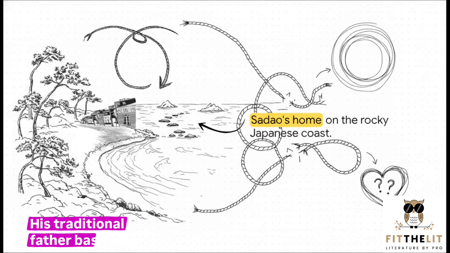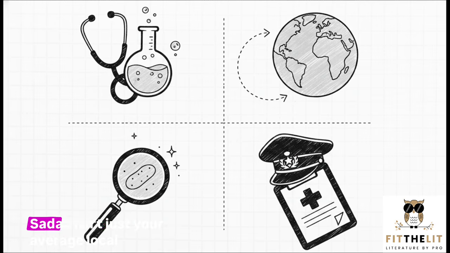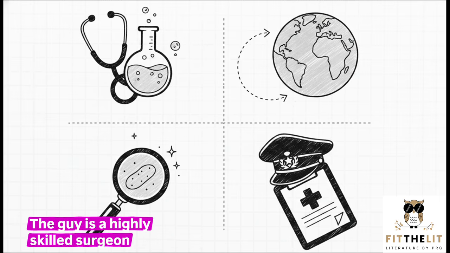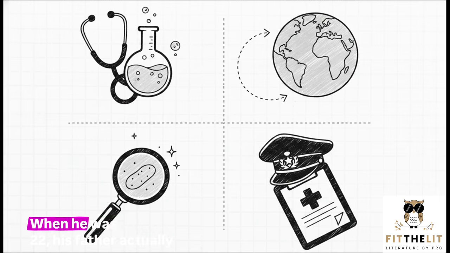His traditional father basically guided his whole life, seeing those nearby islands as the stepping stones to Japan's future. Now, Dr. Sadao isn't just your average local doctor. The guy is a highly skilled surgeon and a brilliant scientist. When he was 22, his father actually sent him to America to learn everything he could about surgery and medicine, which, as you can imagine, fundamentally complicates how he views the world now. He came back at 30, famous and super successful.